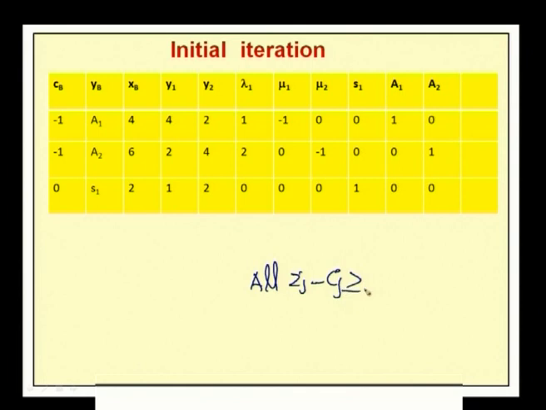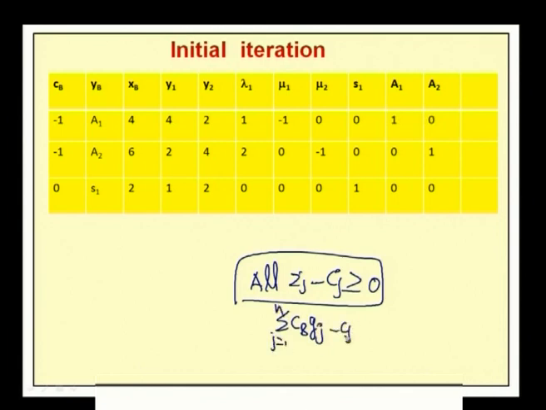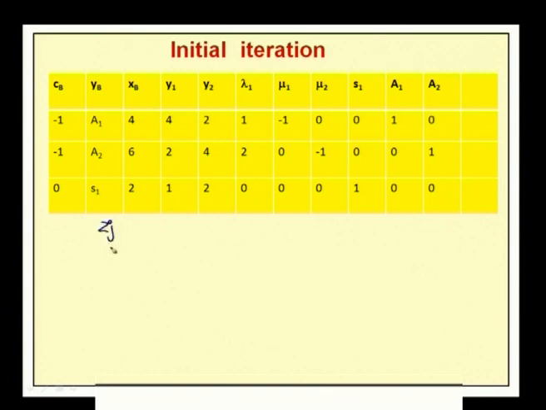be greater than or equal to 0. If all Zj minus Cj are greater than or equal to 0, then the optimal solution is obtained. Here Zj is the summation of Cb Yj, j varies from 1 to n, and Zj minus Cj greater than or equal to 0. Otherwise, we have to improve the optimum solution. Now, for this initial table, first we try to compute Zj and Cj, then we compute Zj minus Cj.